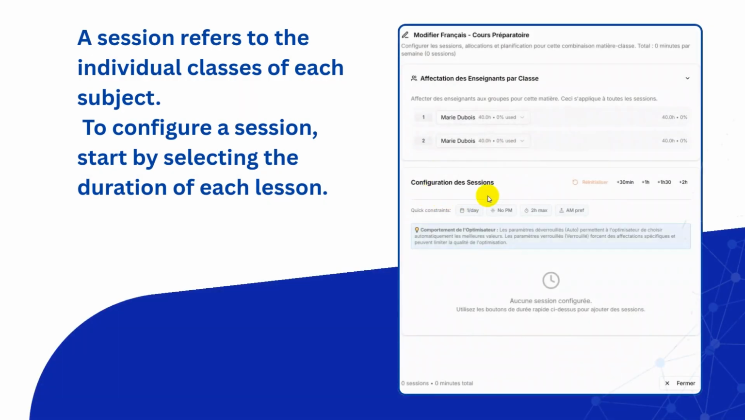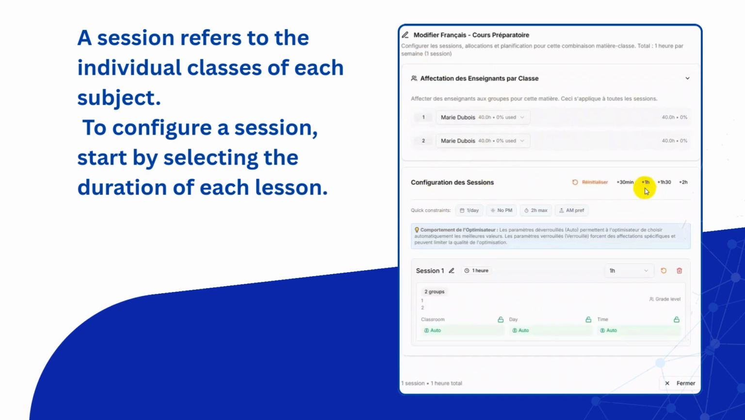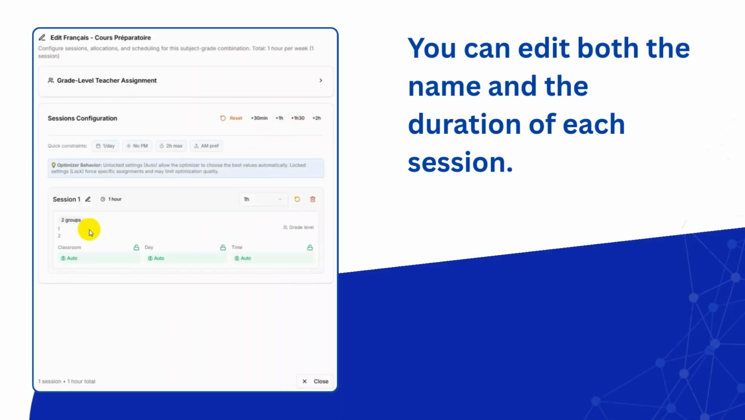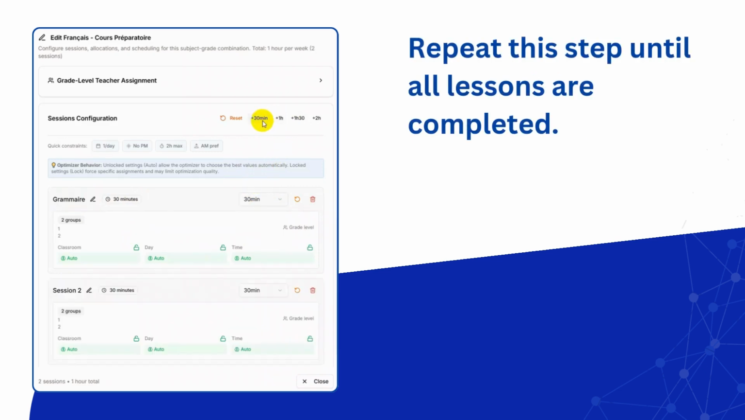A session refers to the individual classes of each subject. To configure a session, start by selecting the duration of each lesson. You can edit both the name and the duration of each session. Repeat this step until all lessons are completed.